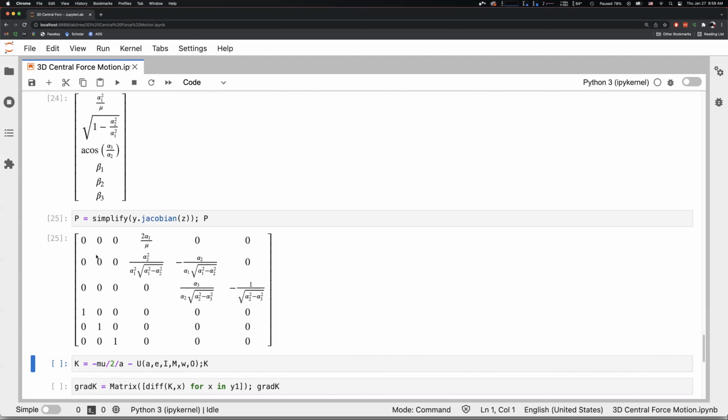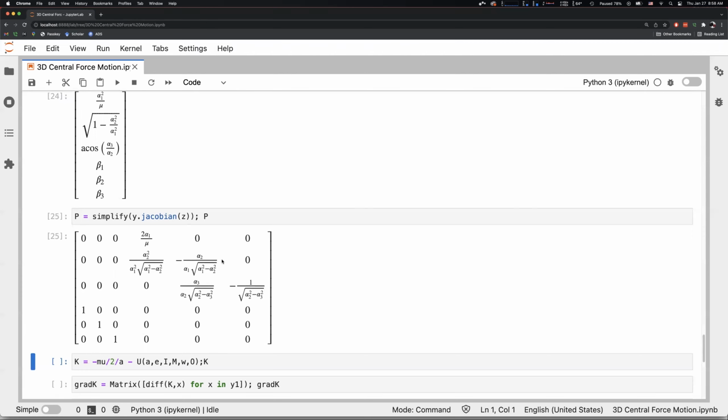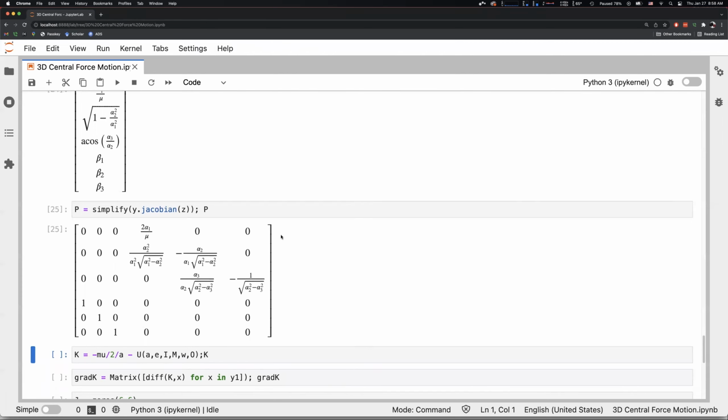And so we can see just by inspection that P is not symplectic. And so this is not a canonical transformation. Even though it has the right block diagonal and off diagonal pieces to it, it's clearly not skew symmetric. But that's okay. We know that we can still define a transformed set of differential equations. They're just not going to be exactly Hamilton's equations.